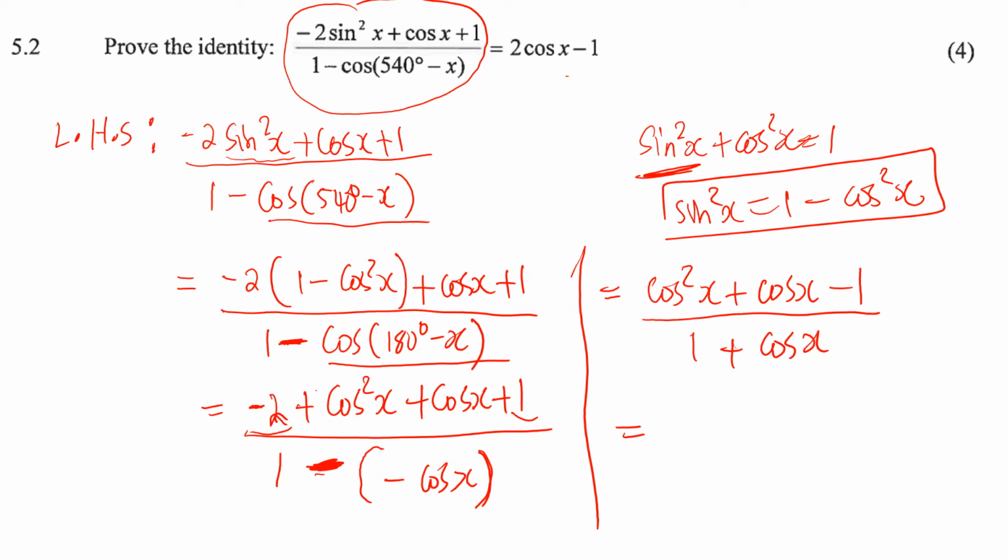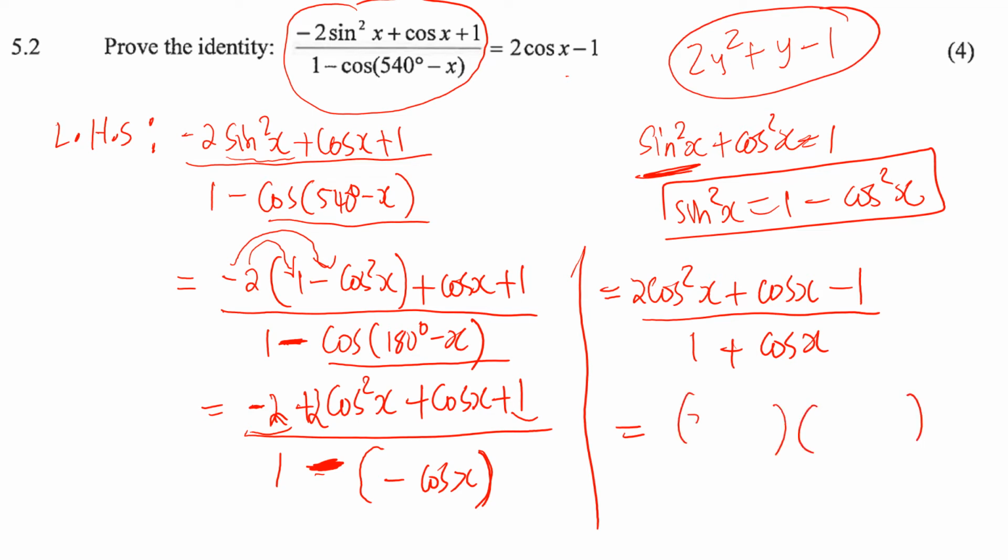I think I forgot a 2 here, because minus 2 was multiplying with 1 and minus 2 was multiplying with minus cos squared x, so it must be positive 2 there, right? So it's 2 cos squared x plus cos x minus 1. So let's go and simplify. This is the same as having 2y squared plus y minus 1. So how do you factorize it? Open 2 brackets, you'll have 2 cos x and cos x. Let's see how it will go.